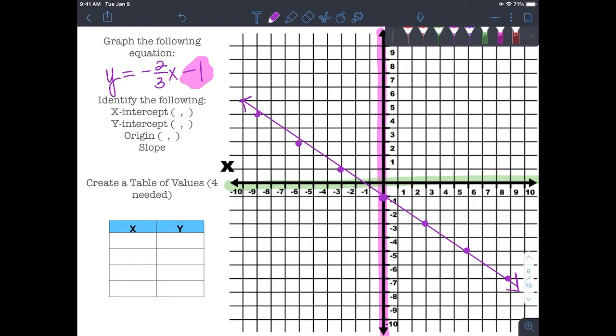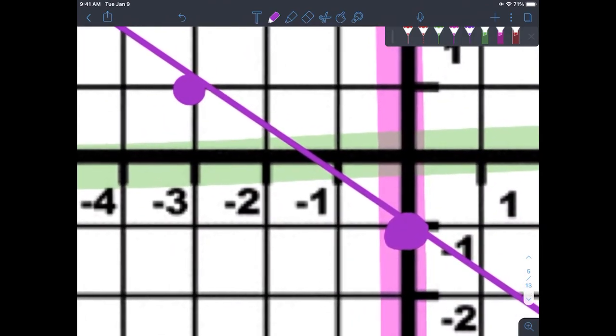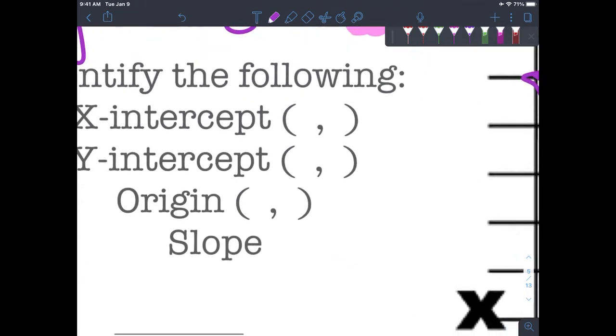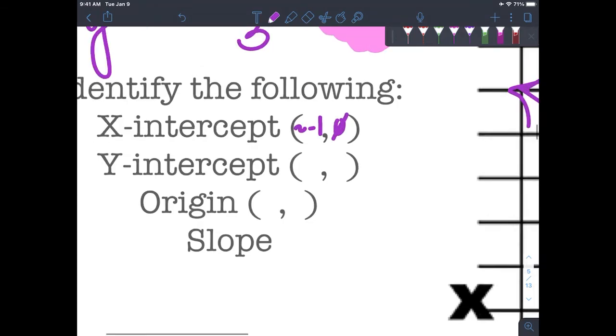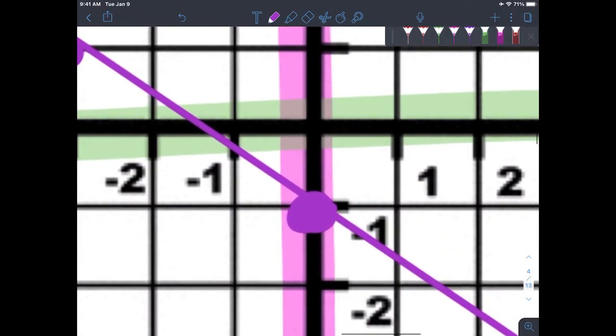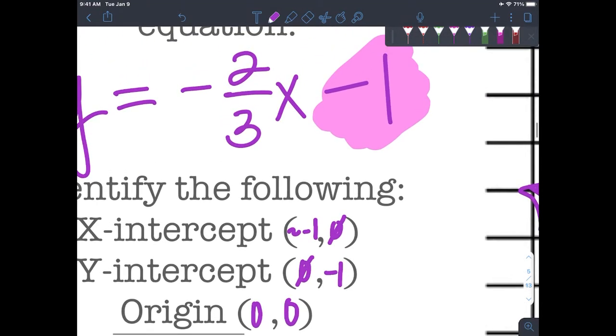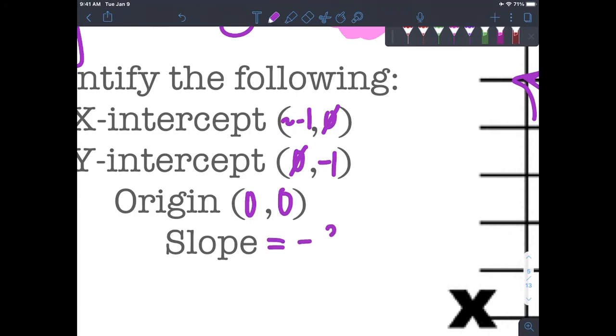All right, so let's go ahead and identify the pieces. The x-intercept, well, I can't really tell what that is, so I'll just put an estimate, approximately negative 1, comma 0. My y-intercept, it touched at 0, comma negative 1. My origin, always at 0, comma 0. And my slope is negative 2/3.